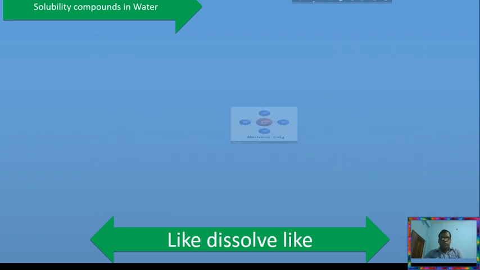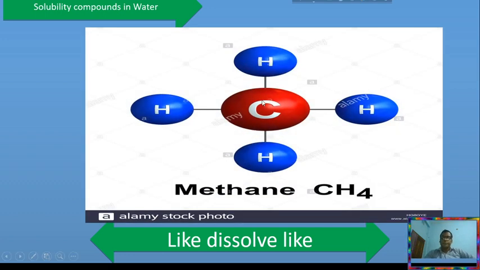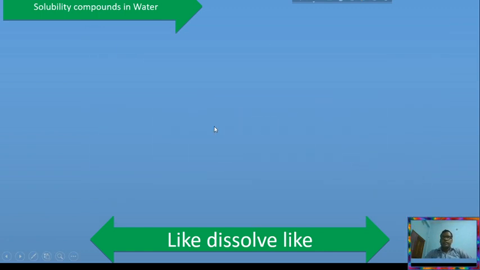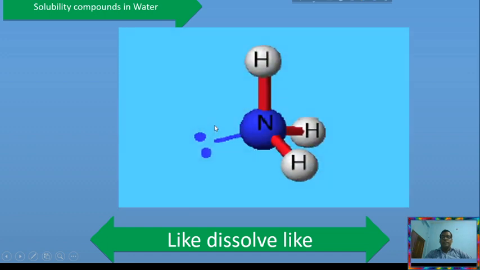Okay. So my dear students, look at this. This is methane. This is the structure of methane. This is carbon, and there are 4 hydrogens around the carbon. But this is a non-polar and covalent compound. That's why methane is not dissolvable in water. In the same way, this is ammonia. This is non-polar, and this is a covalent compound. That's why it is not dissolvable in water.